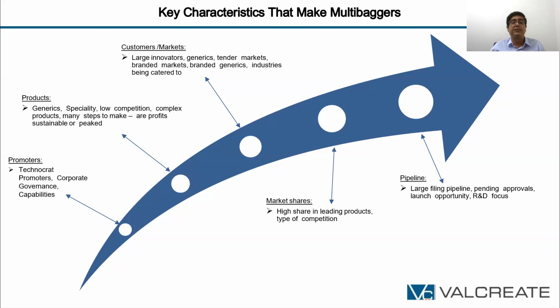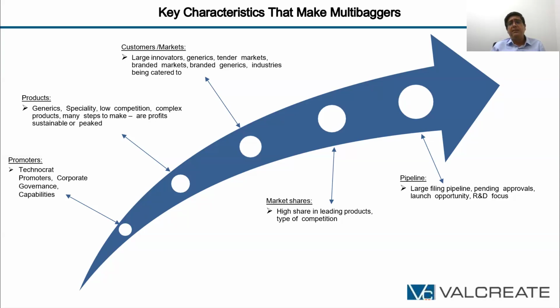Customers, again, if you're selling to a generic, then the customer is very average. But if you're selling to an innovator, then you tend to get higher pricing and higher margins. If you're selling in a tender market, the competition is very high. You get lower pricing, lower margins. If you're selling in a branded generic market, like in India, you get high pricing and high margins. So it depends on the kind of customers you're looking at. You look at customers which give you that high pricing, high margin, or high cash flows.